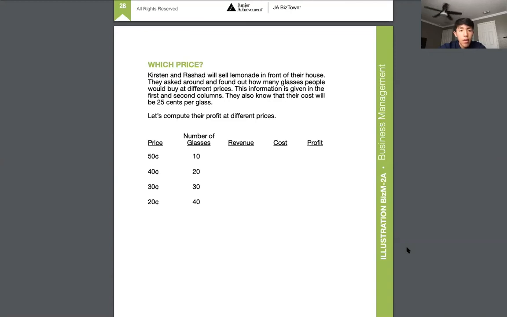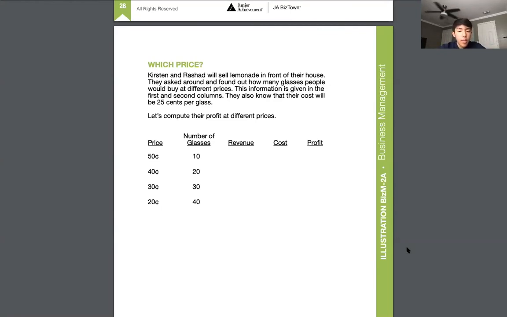So now that you see our total revenue, our total cost, and now that we calculated total profit, we can see which price point gives us the greatest profit. We're just looking for the profit where the number is largest, and we see right here, this is our most profitable price point. At 40 cents, we're able to sell 20 glasses, and that gives us the greatest profit of $3. So now we understand how Christian and Rashad can use marginal analysis to calculate the total revenue and cost to determine their best profit point.